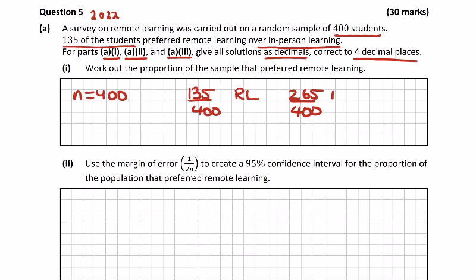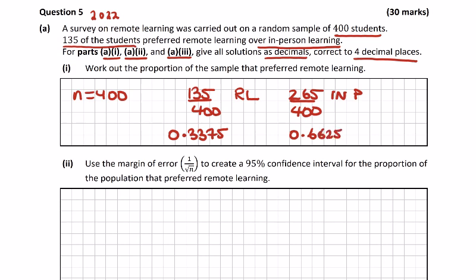This is in-person. So this on a calculator is 0.3375, which means this would have to be 0.6625.